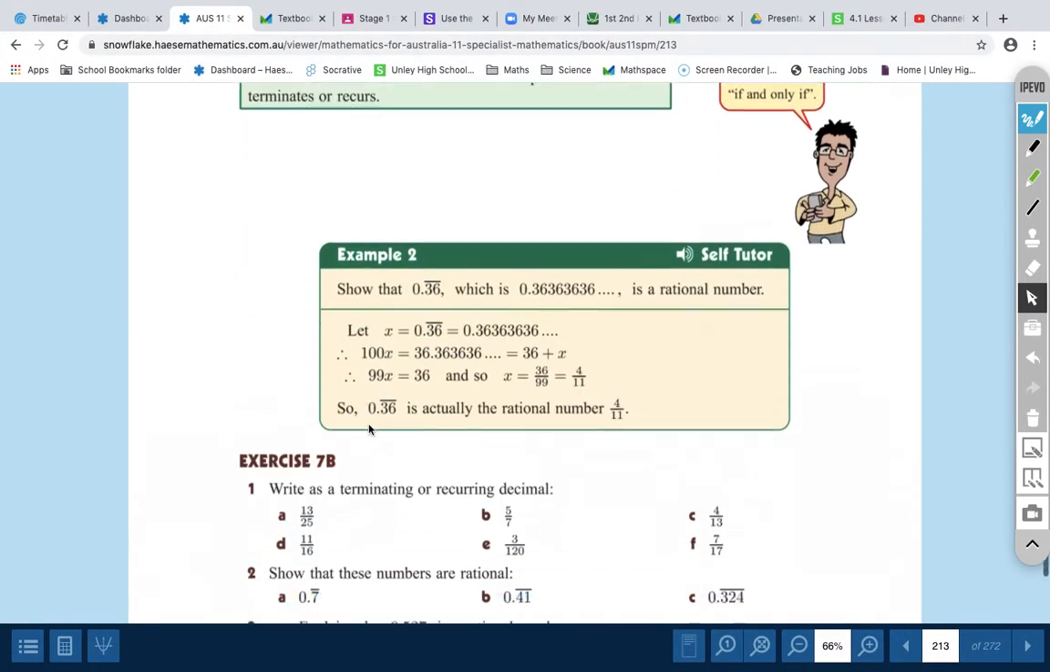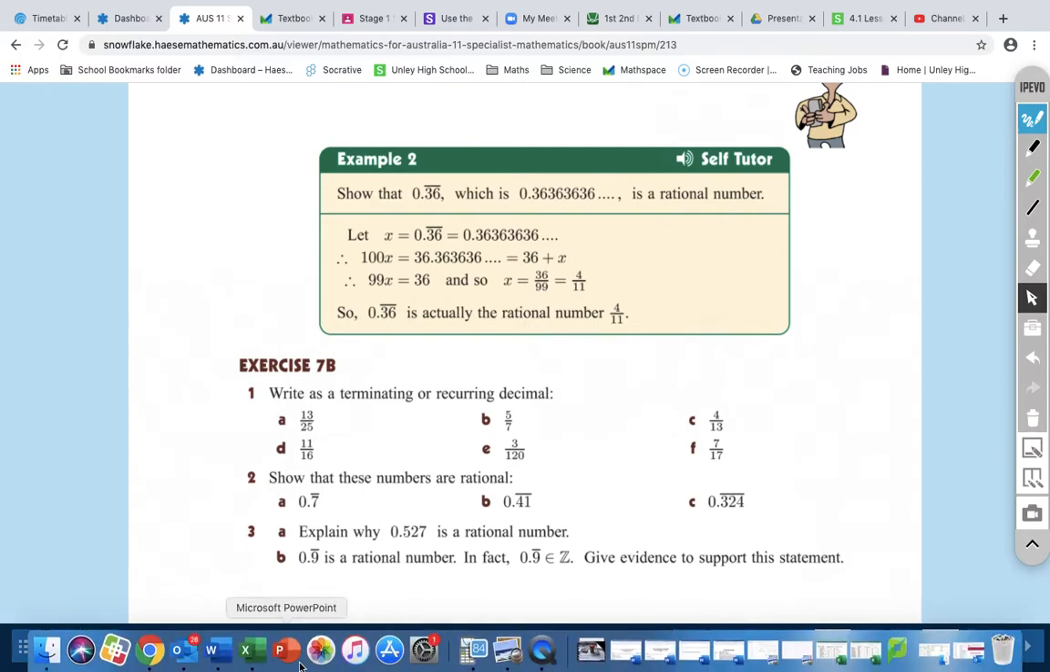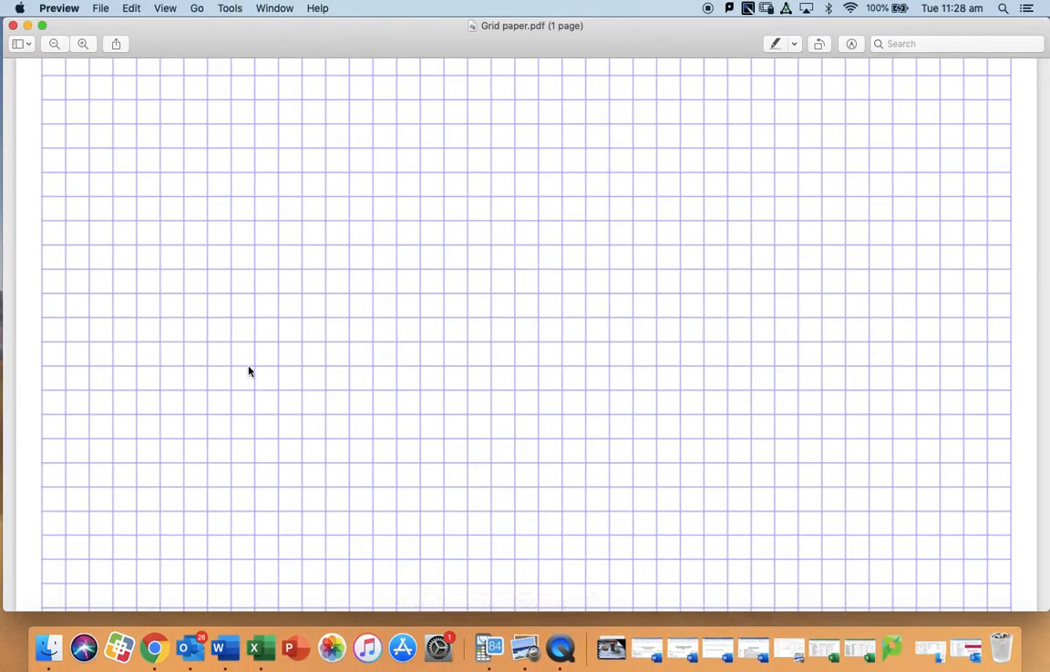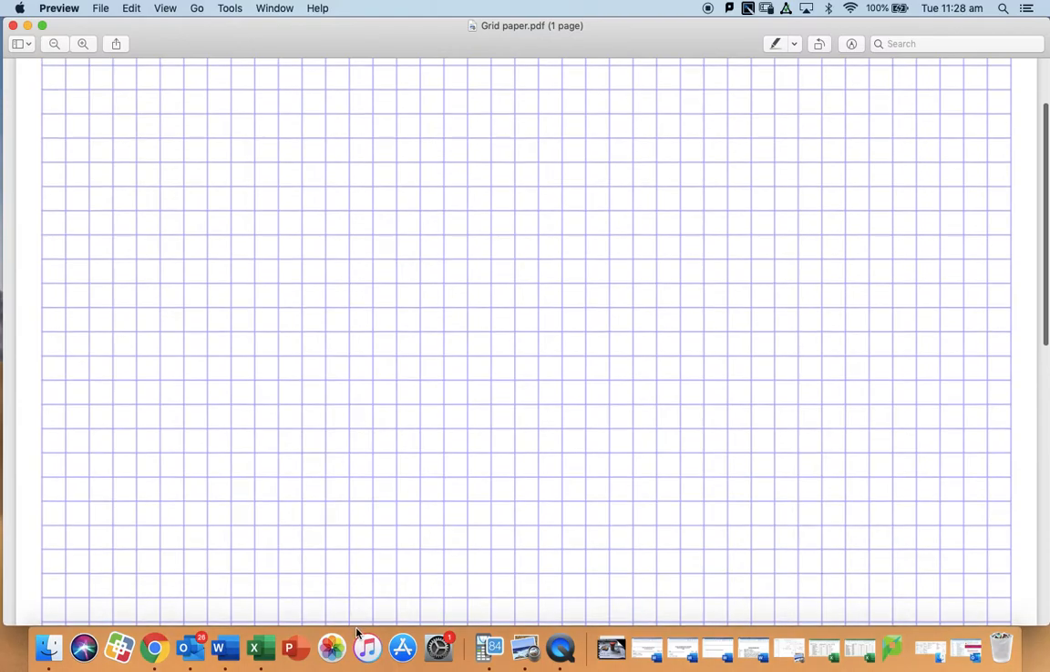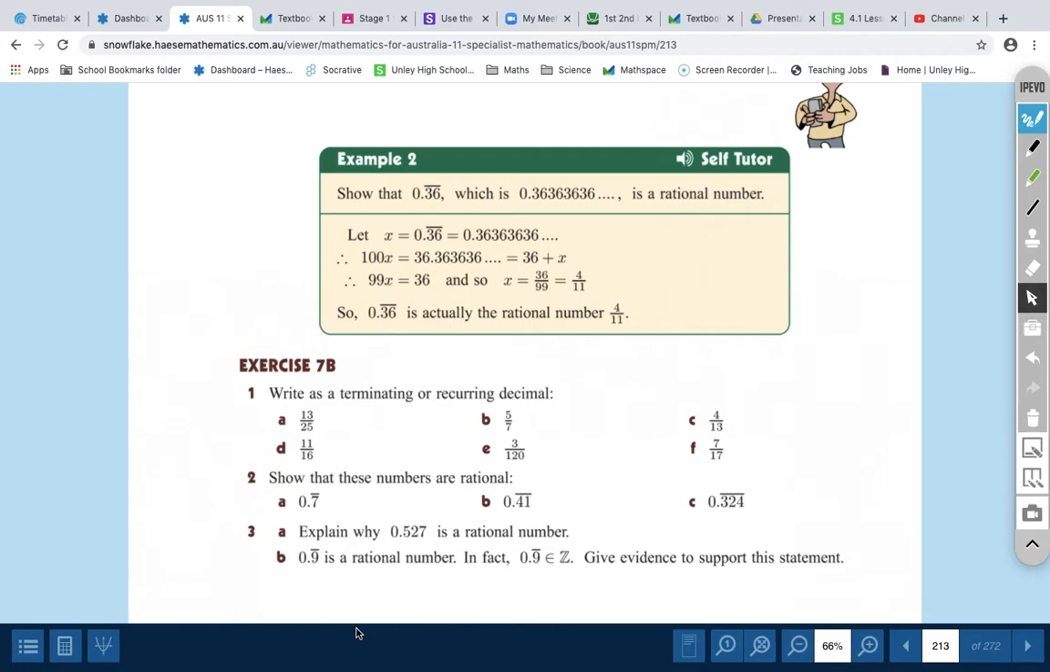Okay, hi Year 11s, we're doing 7b. Now if I can just open up a grid paper, there we go, that's what I want. So hopefully you can see that fine. So let's rock and roll here.